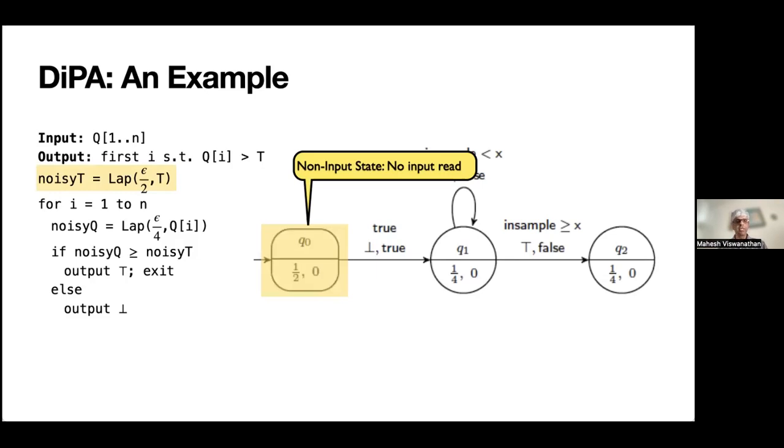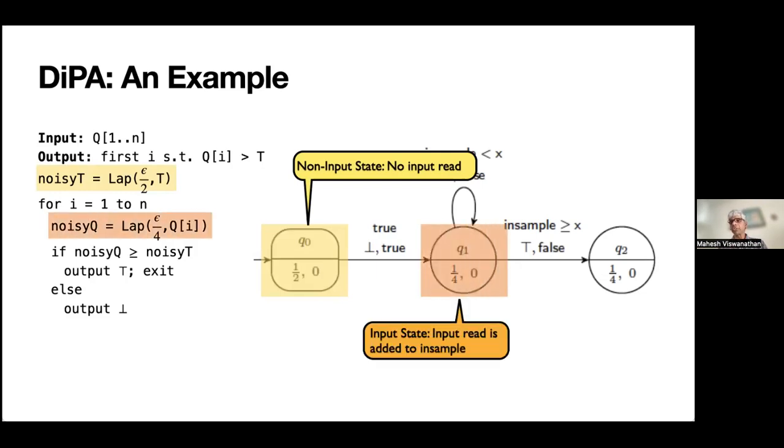this automaton. In this case, I'm imagining that the threshold itself is not part of the input. It's fixed for the algorithm, and then in the first step, you're perturbing the threshold, and that step is going to be modeled by the initial state here. So it's a non-input state, and this is to be contrasted with an input state where you read a real value from the input, and then you change the sampled value based on the real number that you've read from the input. Those I'm denoting by these circle states here.